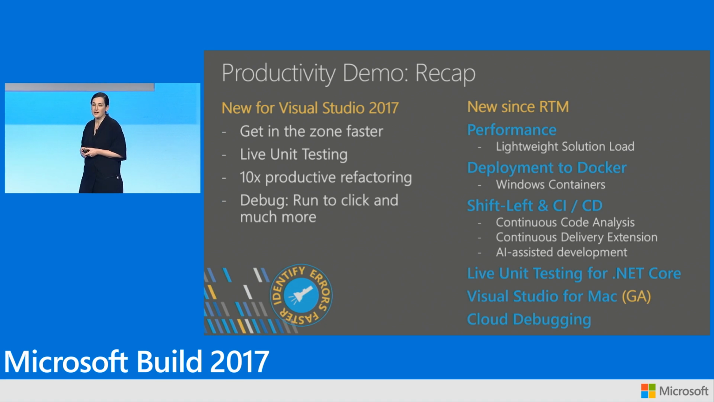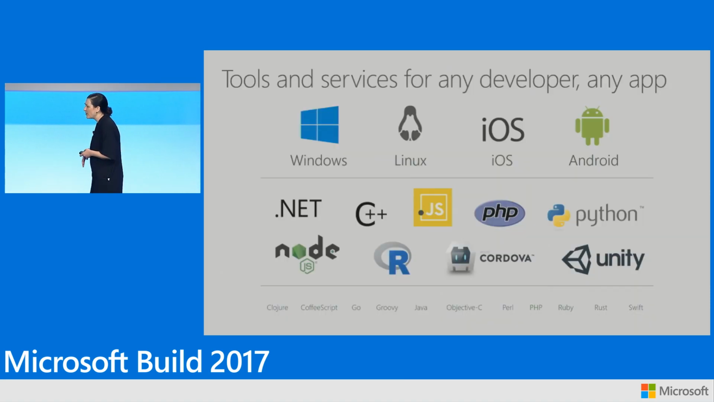You saw deployment to Docker. You saw the shift left for CI and CD. You saw live unit testing. The new thing that's in the preview is that live unit testing now works against .NET Core. Visual Studio for Mac that Tim showed, and the cloud debugging capability. So with that, I think I showed you productivity.